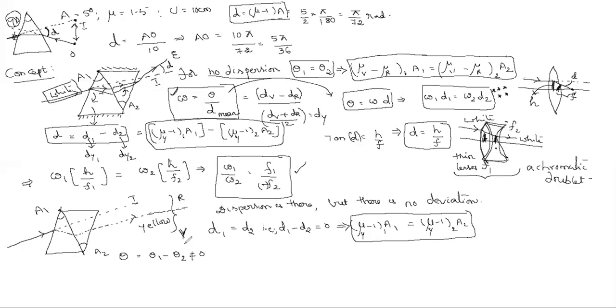This is the no-deviation model. Dispersion is there, deviation is not there. The earlier one is the model where deviation is there, but dispersion is not there. So, understood the two models? Right, this part is also over.